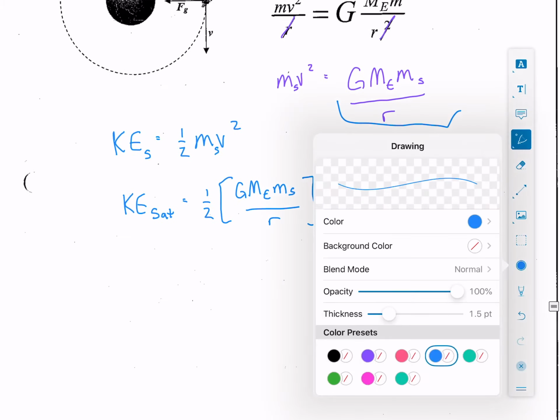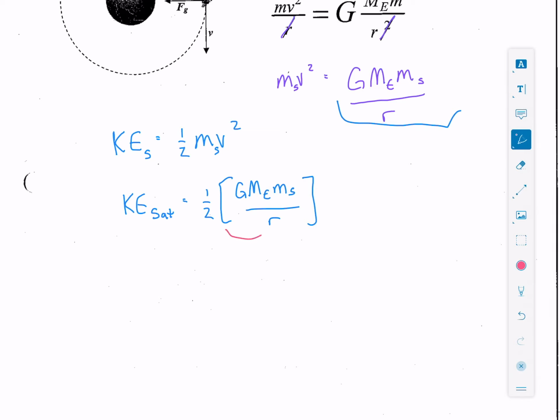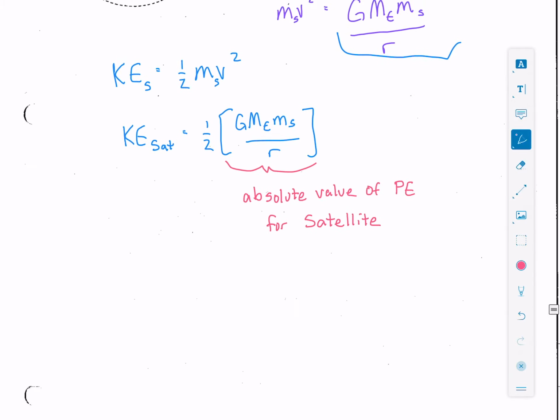Well, this right here is the absolute value of the potential energy for the satellite. Hopefully that looked familiar. That's what we derived. That's what we've been using.